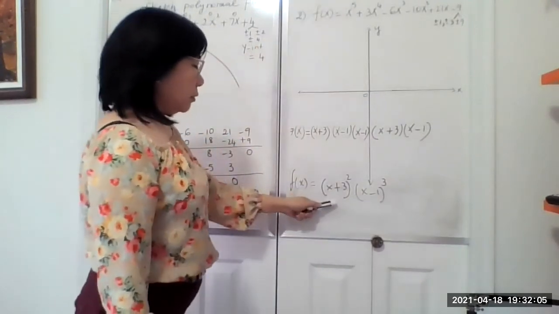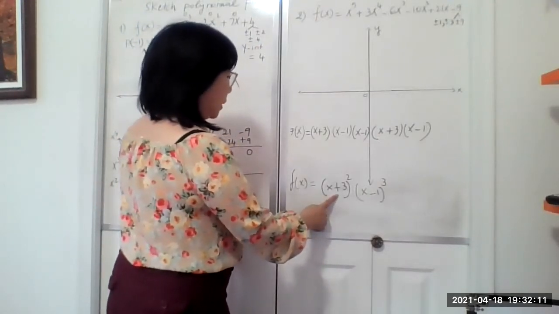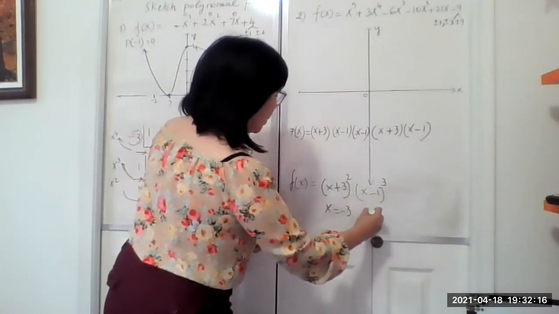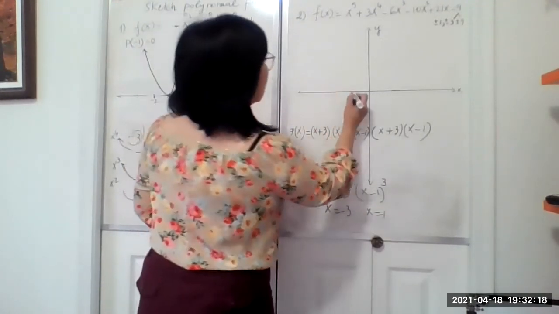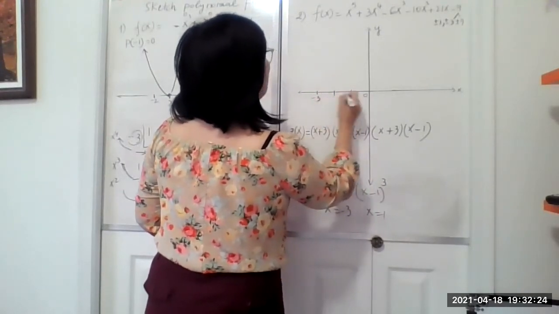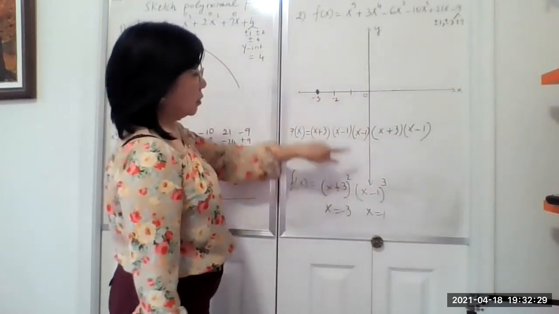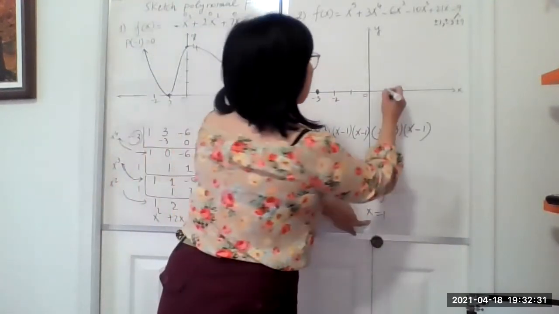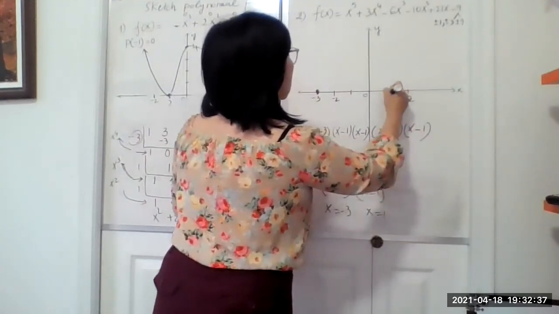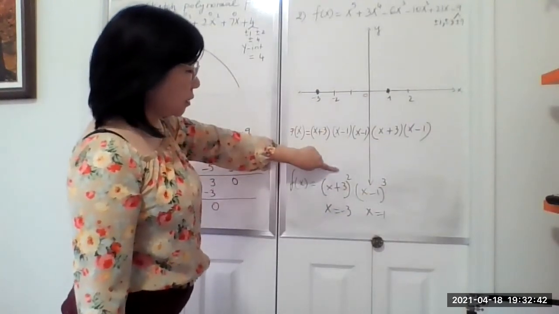So now I'm going to plot the x-intercepts. Our x-intercepts are at x equals minus 3, based on this factor, and at x equals 1, based on this factor. So minus 3 is somewhere here: minus 1, minus 2, minus 3. That's our x-intercept for the first one. And x equals 1 is the second root: 1 and 2. So this is the second one. And at x equals minus 3, we have the multiplicity of 2.